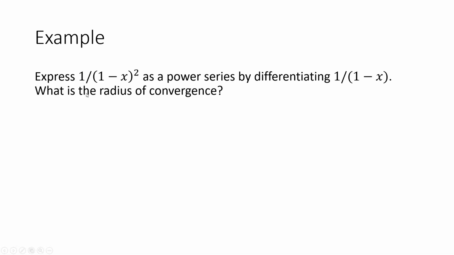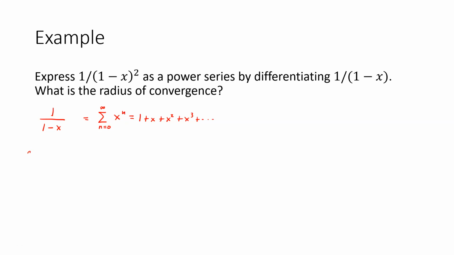If I want to express the function 1 over (1 minus x) quantity squared as a power series, we can think of it as the derivative of the function 1 over 1 minus x. We know that the power series of 1 over 1 minus x we wrote earlier as the series x to the n, and this is the one that we were using to manipulate the power series, 1 plus x plus x squared plus x cubed, and so on.